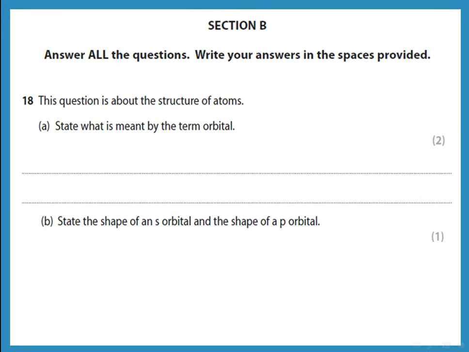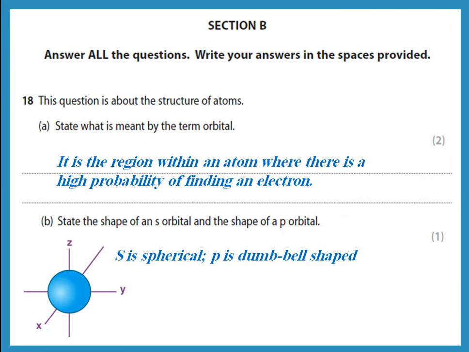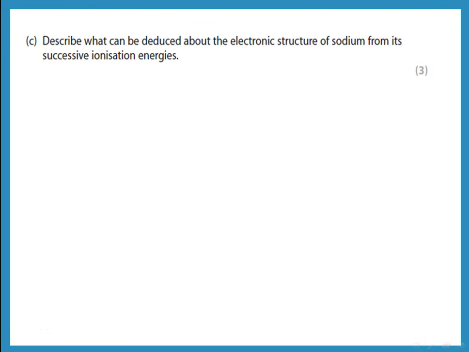Okay, in section B, this is the first question. State what is meant by the term orbital. You should remember that an orbital is a region within an atom where there is a high probability of finding an electron. This is the place in the atom where we can find an electron. State the shape of an s orbital and the shape of a p orbital. You have to remember that an s is spherical. The p is what we call dumbbell shape. So the s looks like a ball, we say it's spherical, and the p is dumbbell shape.